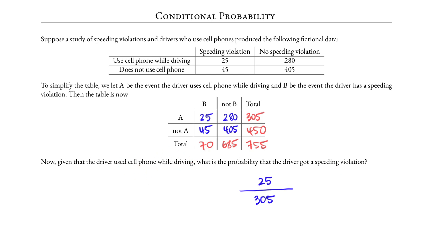To denote the conditional probability, we would use the vertical bar. First, we use the uppercase P for the probability. The probability of what? The probability that the driver got a speeding violation. We let B be the event that the driver got a speeding violation. So we're looking for P of B, but not just P of B. Again, this probability has a condition, and we use the vertical bar to state the condition. The condition is that the driver used cell phone while driving, and that is the event A. This equals 25 over 305. The number 25 comes from the part that the events A and B have in common. And the number 305 is the total of the row A.